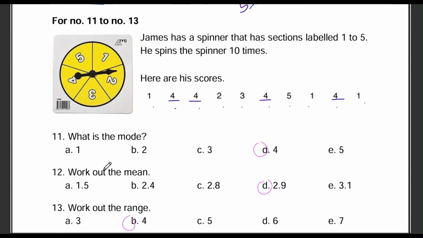Question 11. What is the mode of these scores? 1, 4, 4, 2, 3, 4, 5, 1, 4, 1. Is the mode 1, 2, 3, 4, or 5? The correct answer is D, 4. Remember, the mode is the number that shows up most often in a set of numbers. In this list, 4 appears 5 times, which is more than any other number. So why not the others? 1 appears 3 times, while 2, 3, and 5 each appear only once.